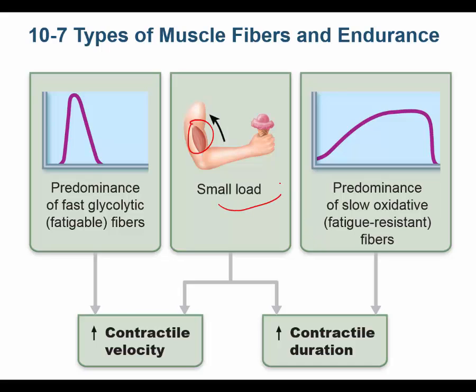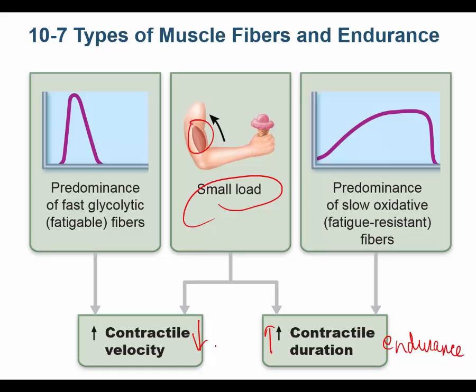For example, if you have a small load, you're going to recruit a whole bunch of high contractile duration fibers, endurance fibers. And you're not going to recruit hardly any of these high velocity fibers. I mean, do you really have to lift the ice cream cone to your lips as fast as you can go? No, and in fact you probably wouldn't because you'd smash your ice cream in your face. So you wouldn't recruit that many fast twitch fibers. You would recruit more slow twitch fibers.